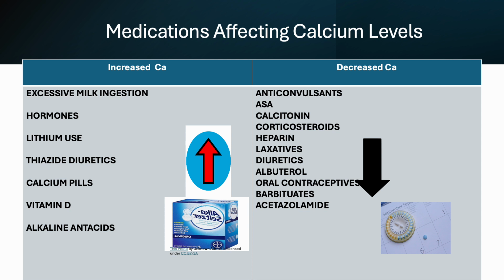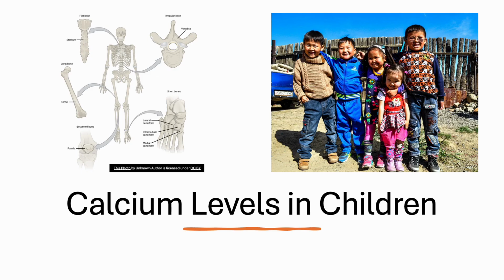Medications that affect calcium levels. An increased calcium level could be caused by excessive milk ingestion, lithium use, thiazide diuretics, vitamin D, and alkaline antacids. Decreased calcium levels could be caused by anticonvulsants, aspirin, calcitonin, corticosteroids, heparin, laxatives, diuretics, albuterol, and oral contraceptives. Values are higher in children because of growth and active bone formation.